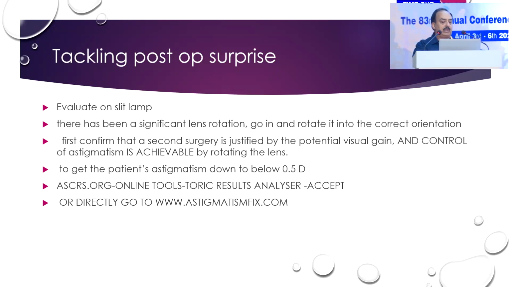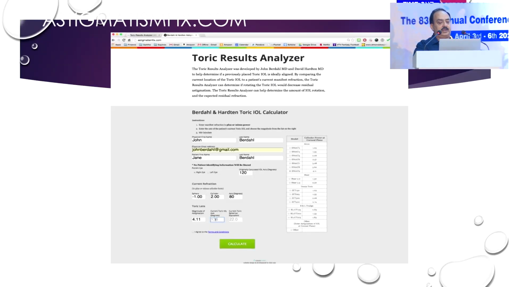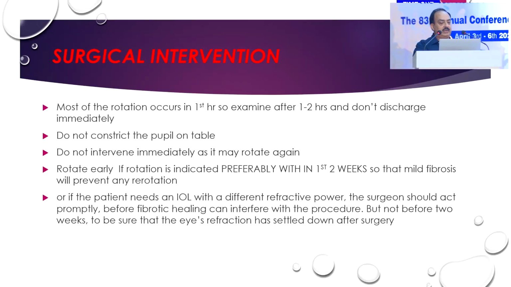And how to calculate the axis? We have ASCRS online tools, and we can also go to astigmatismfix.com. These are the tables where you can put in the values. Surgical intervention I have already talked about.